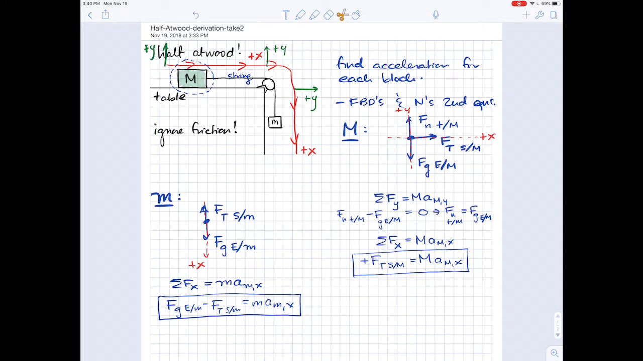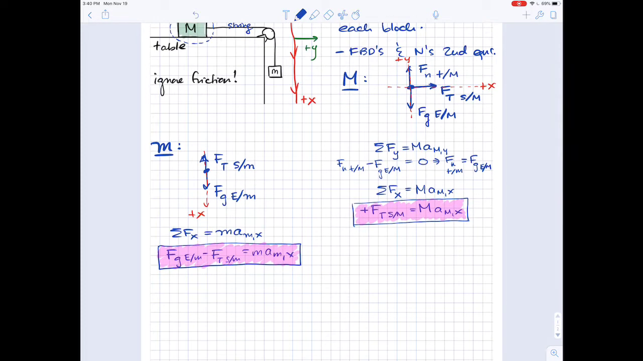Okay, so we have two equations. We're going to highlight this one and this one. All right, so what do we know? We know that the tension force on both sides of the rope is equal.